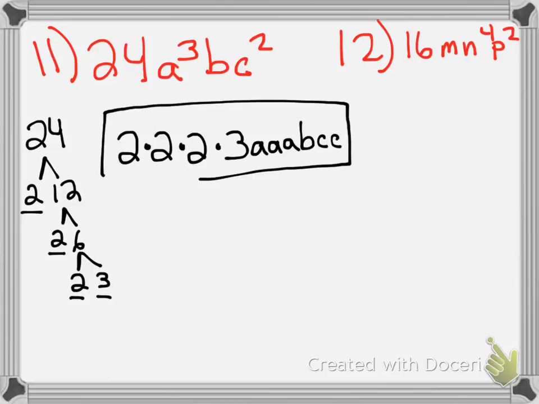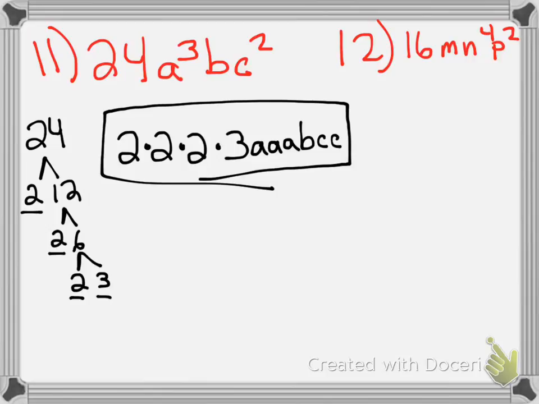Now, if you're not sure if your tree was right, go back and check it. What is 2 times 2? Times another 2. Times a 3? 24. Ding, ding, ding. You ended up right where you started. That's what you hope happens. If not, you need to go back and redo some stuff.